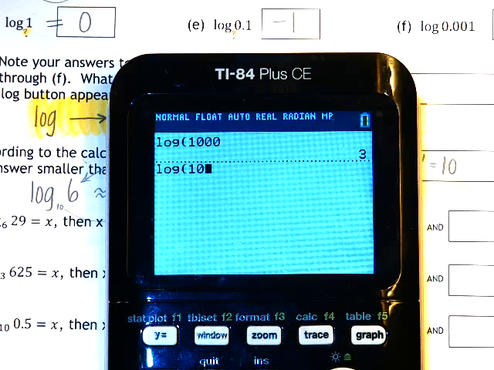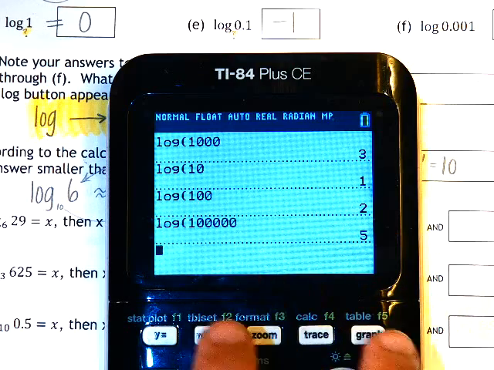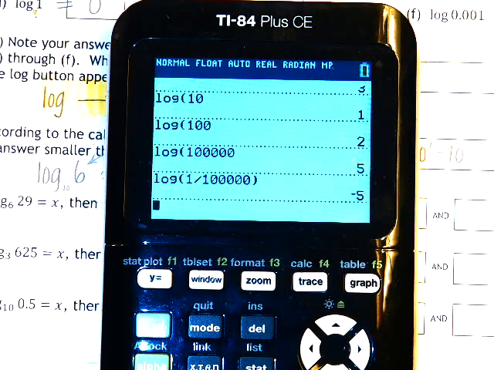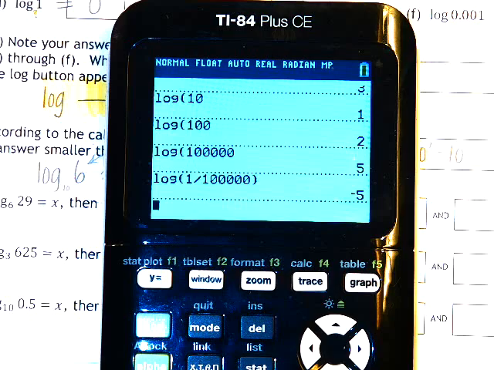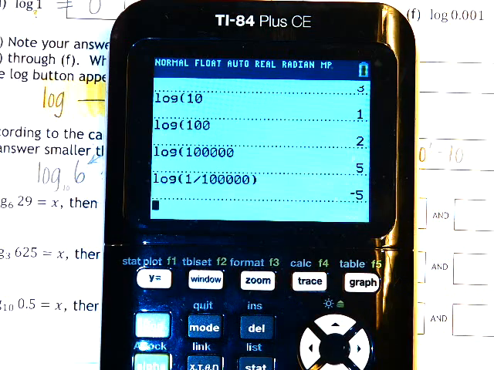Log of any multiple of 10 is going to come out to be a really nice number, because generally speaking, it's going to find those exponents for you very easily and conveniently. Even fractions as multiples of 10 are going to come out to be nice integer values, because again, your calculator has no problem taking a base of 10 and finding a nice exponent for it.